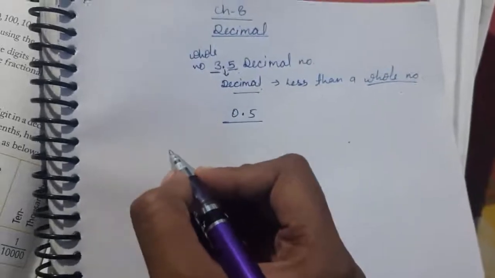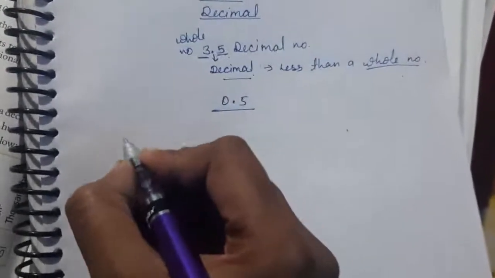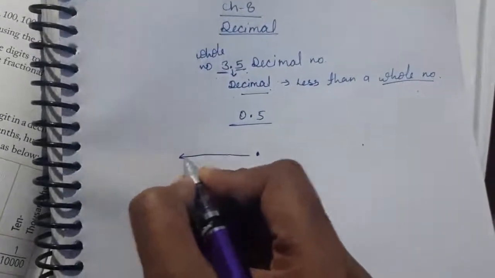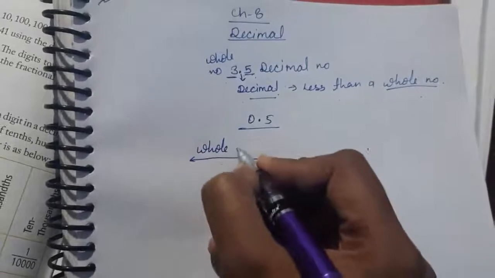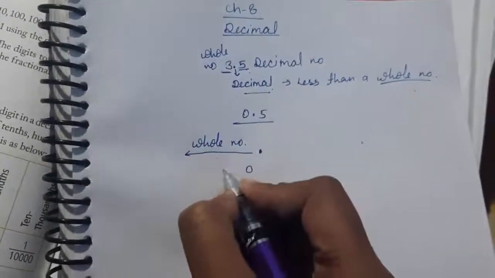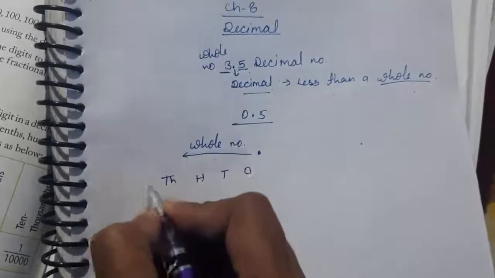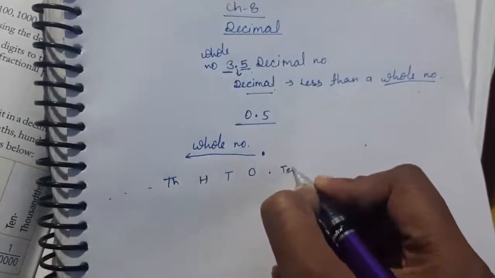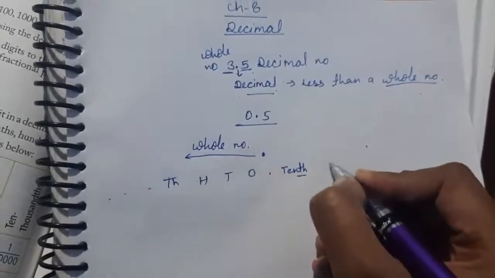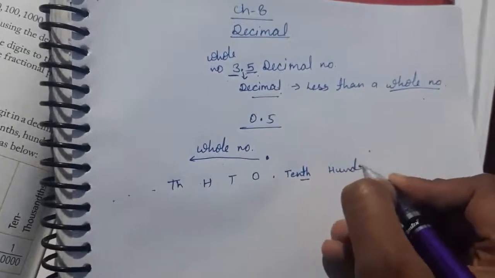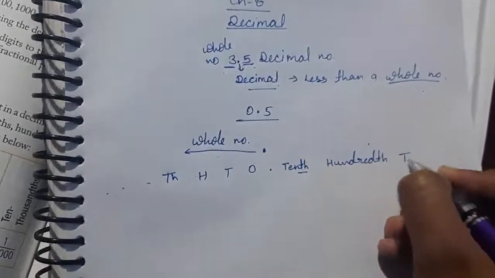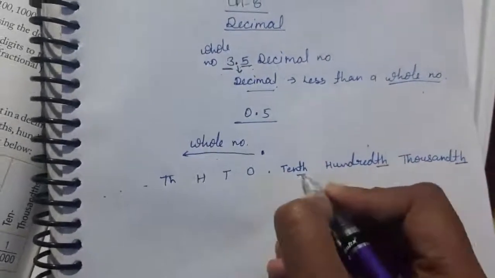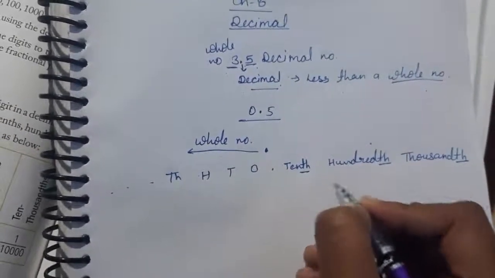And here is the place value in a decimal number. What is a place value in a decimal number? This is the point, and starting from here is the place of the whole number. You are all aware of the whole number place values: ones, tens, hundreds, thousands and so on. But after the decimal, the place value starts from tenth, TENTH, and here hundredth, HUNDREDTH, and here thousandth, THOUSANDTH. This TH represents that these numbers are less than a whole number.